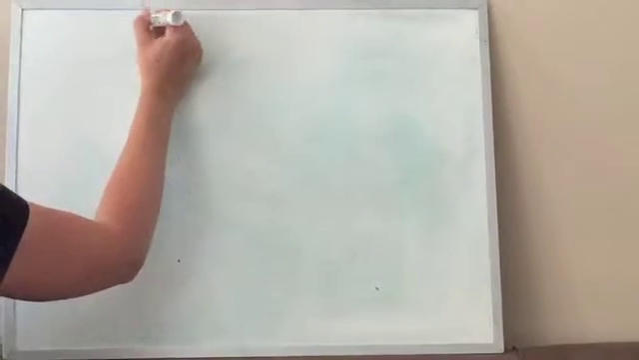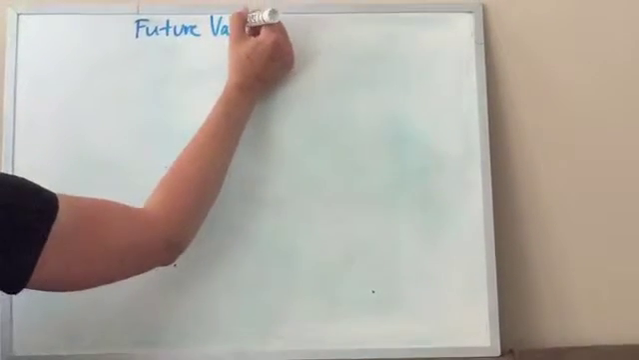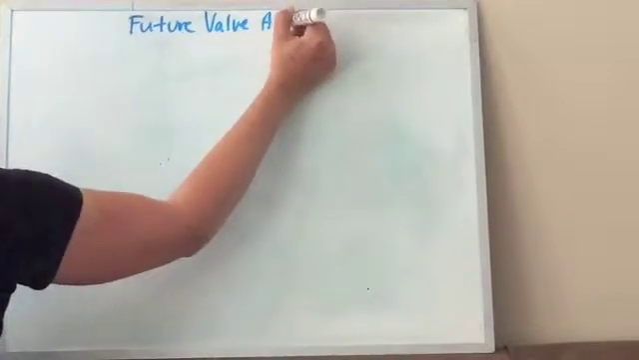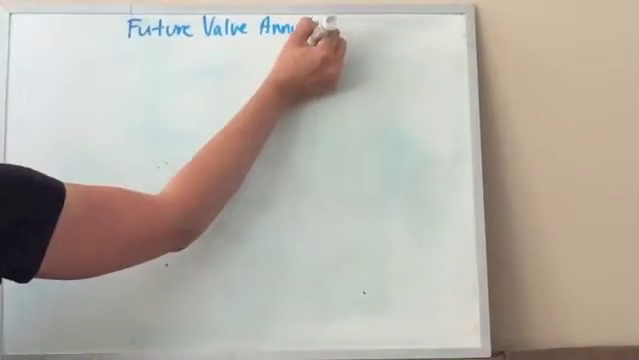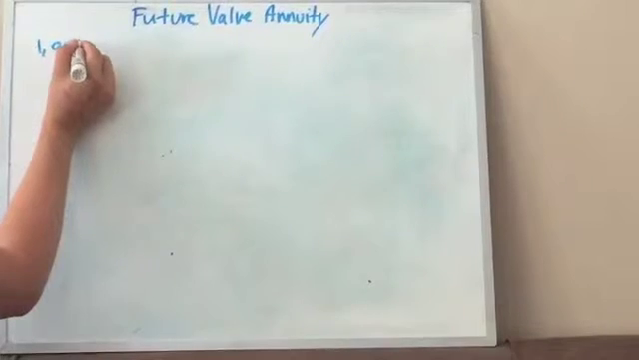We're going to talk about the difference between future value annuities and present value annuities. We will start with a future value annuity. A future value annuity allows us to make regular deposits periodically and gain interest over a number of years.